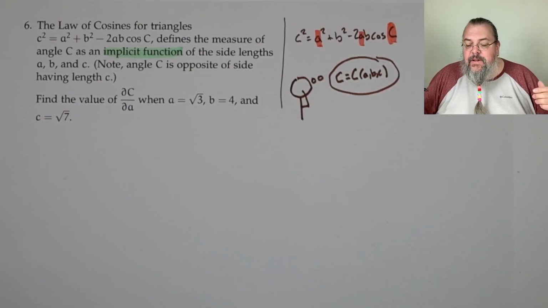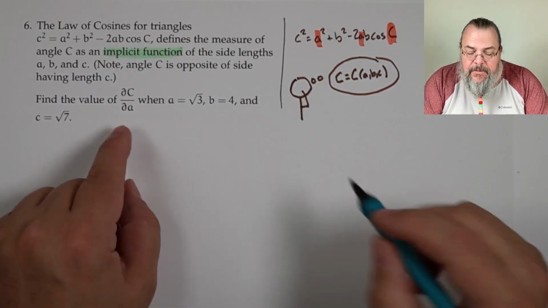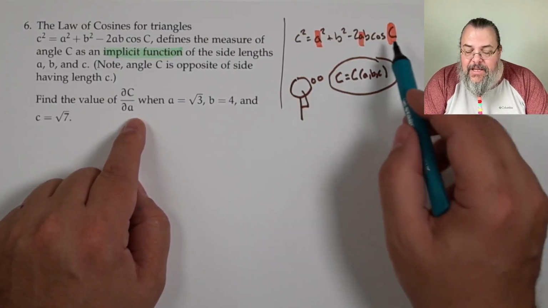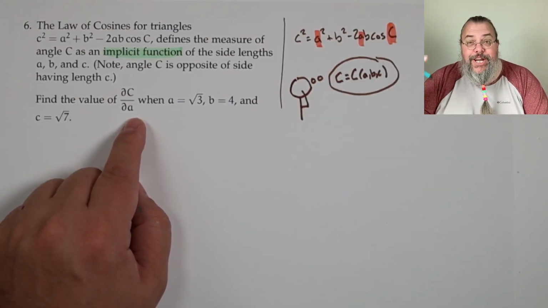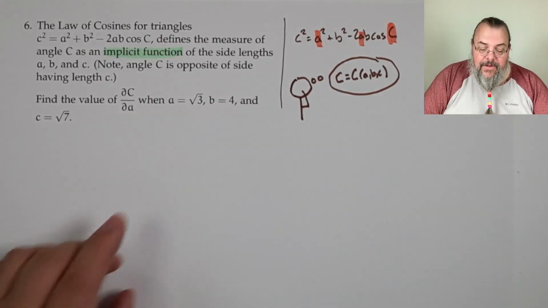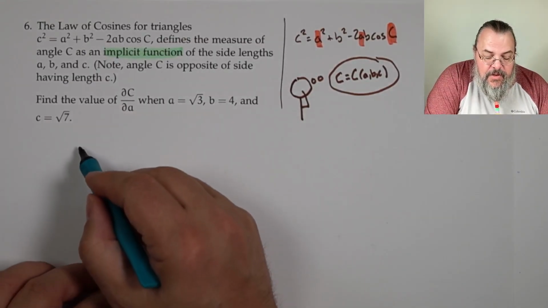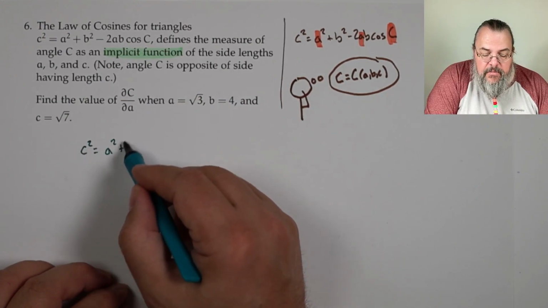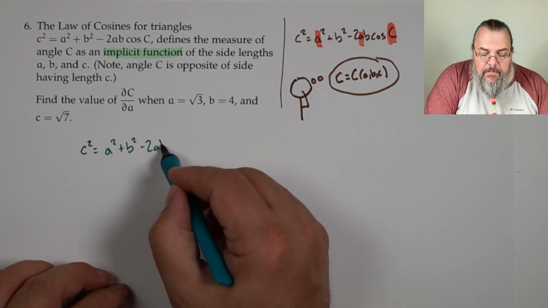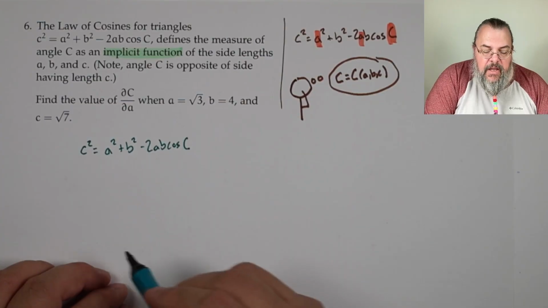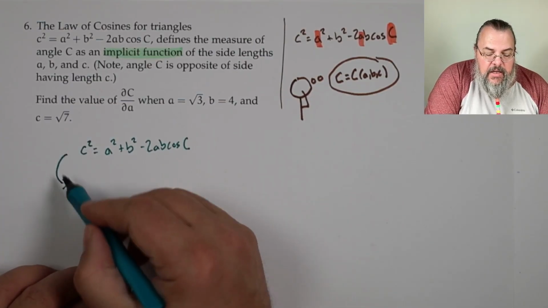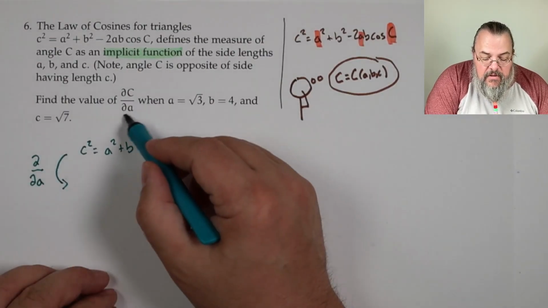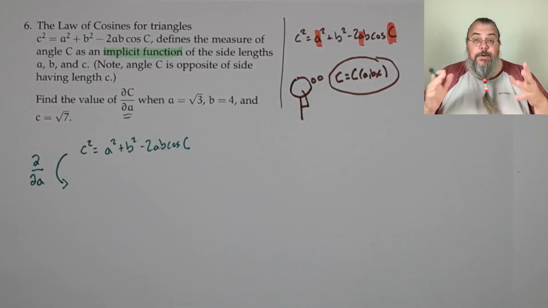Just depends. So we say, okay, we're taking the derivative with respect to a. That's fine, that's fine. And now, because we're thinking of C as depending on a, we're going to do a chain rule type thing. All right, so here's how we're going to proceed. We're going to start by writing our formula down. c squared is a squared plus b squared minus 2ab cosine C. And we're now going to take the derivative with respect to a, right? Because that's what this says. Take the derivative with respect to a. We're going to do it to both sides.